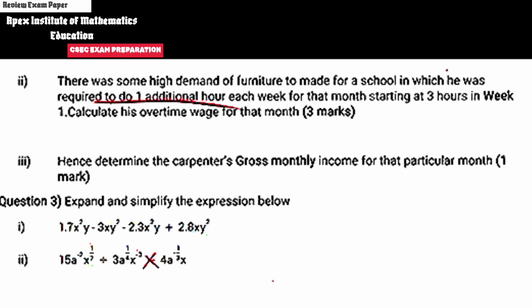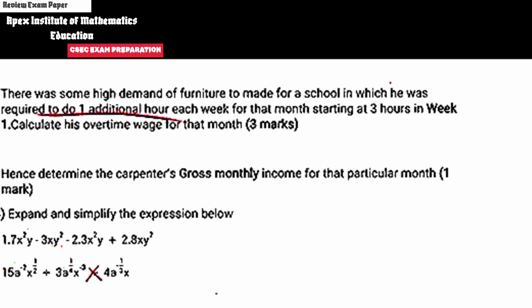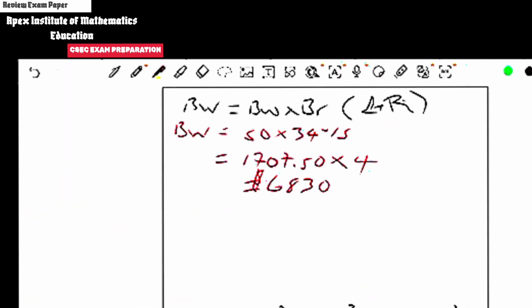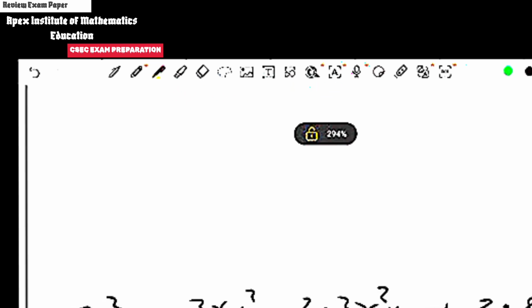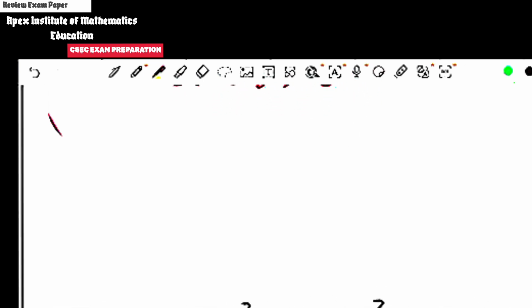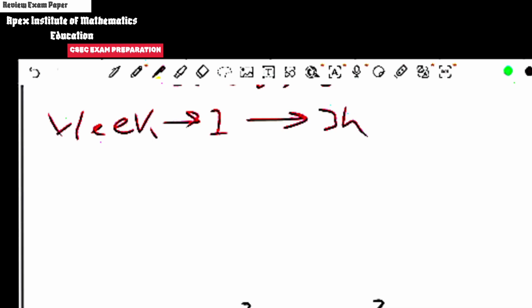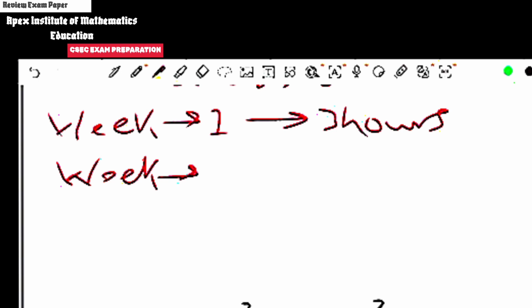But in fact, what I was trying to convey, and let's go to our blank page here, is that in week 1, three hours was done. And in week 2, he would also do another 3 hours plus 1. That's what I was trying to get across to the students.